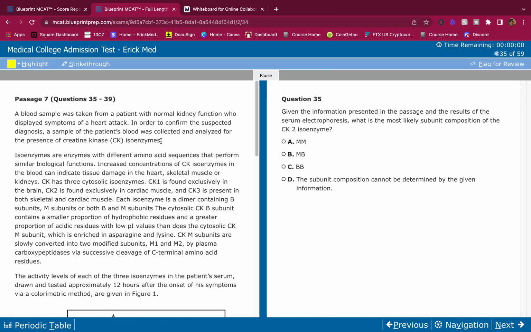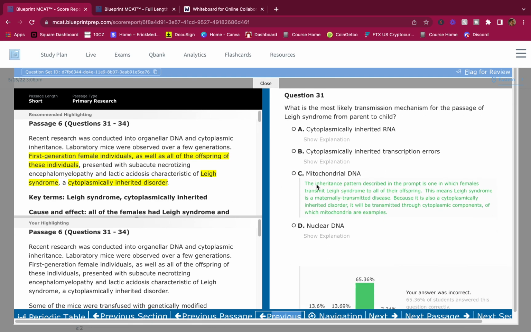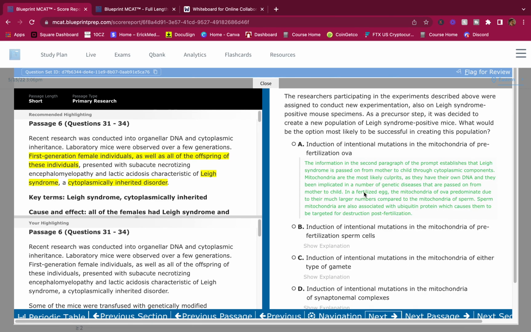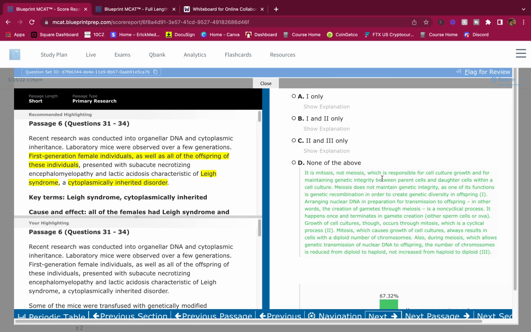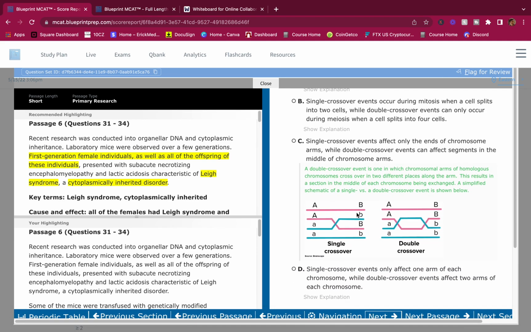All right, and that was it, guys. I hope you enjoyed it. All right, let's see if we got everything right. Bam! This one, okay, yeah, we got this one right, cool. Yeah, guys, I've never seen a crossover with both arms involved.